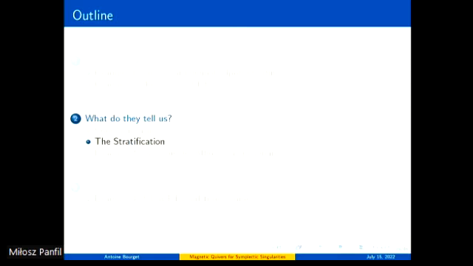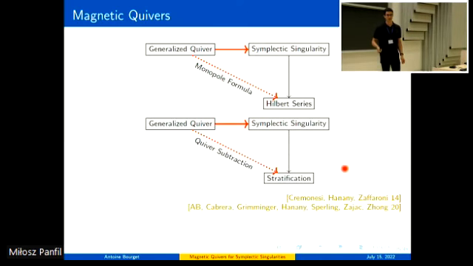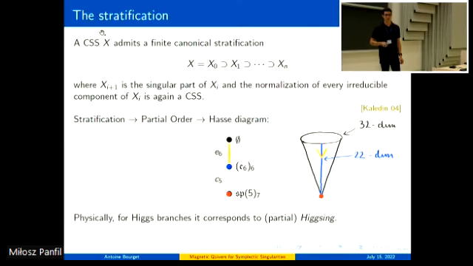So I went a bit fast on this, because the main point I want to make is the other thing you can compute, which is this stratification. So what's this about? The point is, any conical symplectic singularity has a finite canonical stratification where this is your singularity, it starts with x0, and then you have lower dimensional sub-loci. Each of these xi is the singular part of the xi minus 1. And the closure, the normalization of each is again a symplectic singularity.